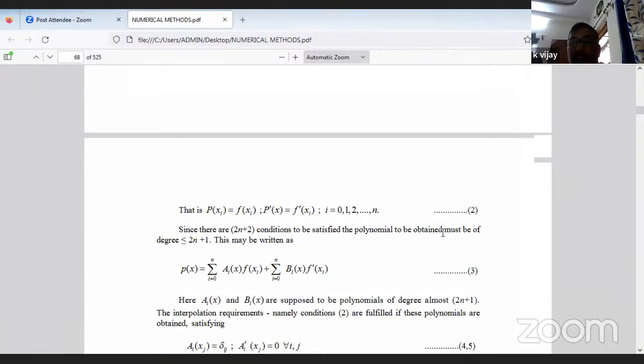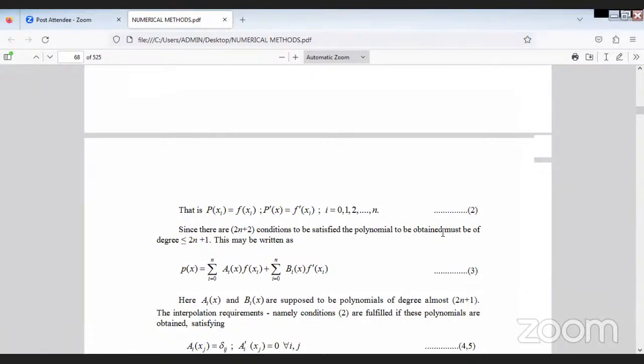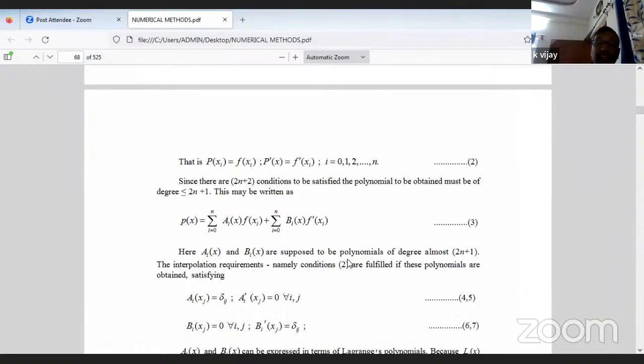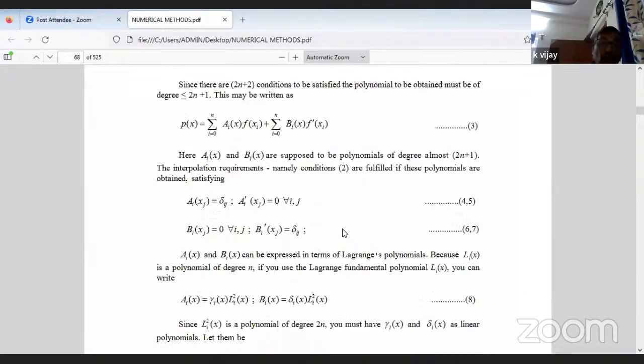That means what it means? We are differentiating. Am I correct or not? Yes sir, derivatives. Just the 2n plus 2 conditions, i is equal to 0 to n. Must be degree less than or equal to 2n plus 1. This may be written as p of x is equal to the summation of i is equal to 0 to n of ai x times f of xi, plus the summation of i is equal to 0 to n of bi x times f dash xi. The first is without derivative, this one with derivative. So here ai x and bi x are supposed to be polynomials of degree at most 2n plus 1.